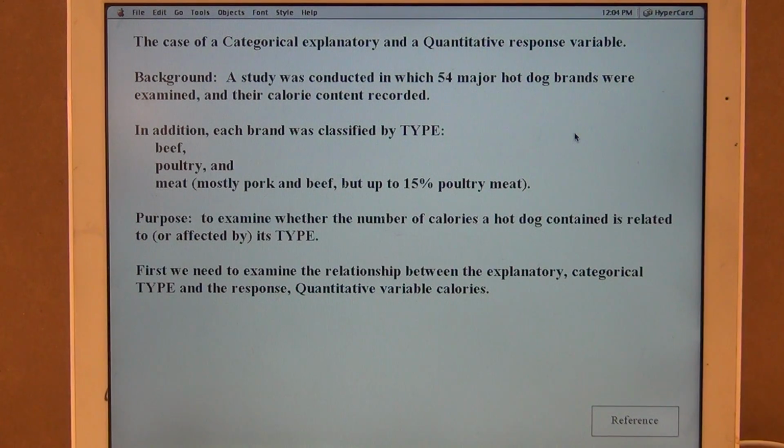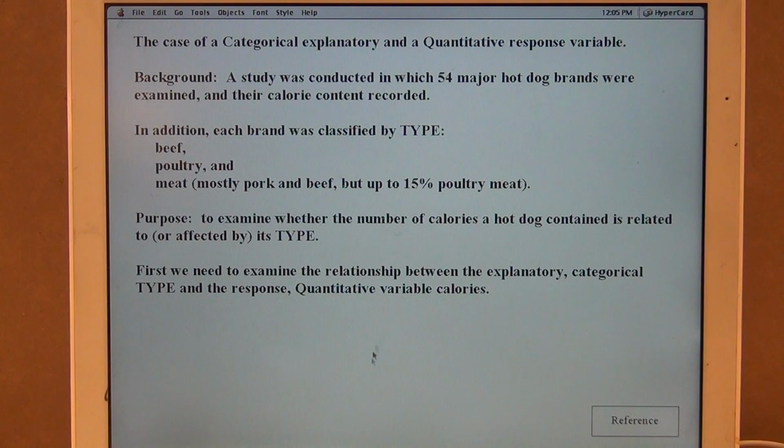Okay, so there was a study conducted. In fact, if you've been working on the Carnegie Mellon website, you've already gone through this. There was a study conducted in which 54 major hot dog brands were examined, and their calorie content was recorded. In addition, each brand was classified by type. So there were beef hot dogs, poultry hot dogs, and meat hot dogs. And meat consisted mostly of pork and beef, but was up to about 15% poultry.